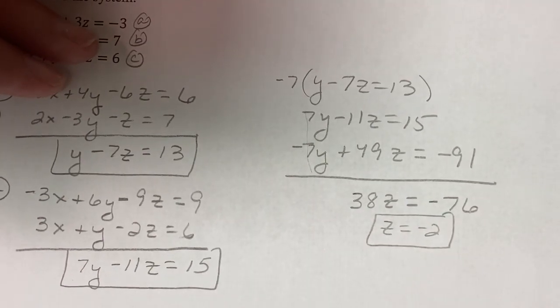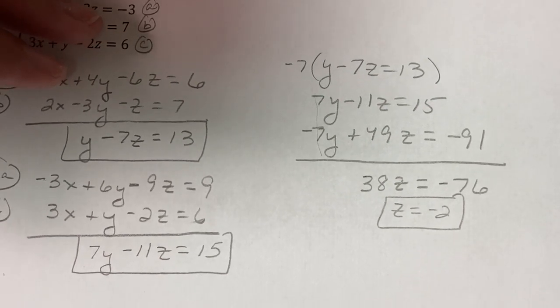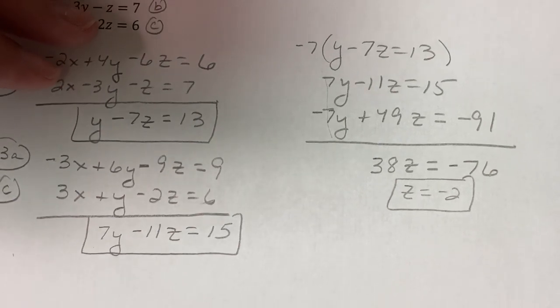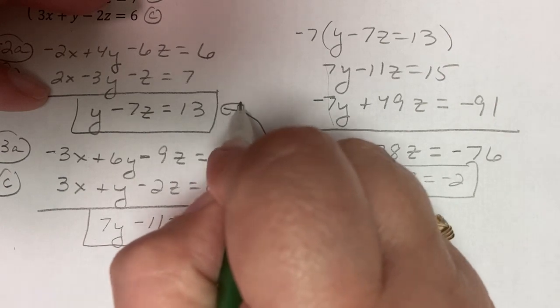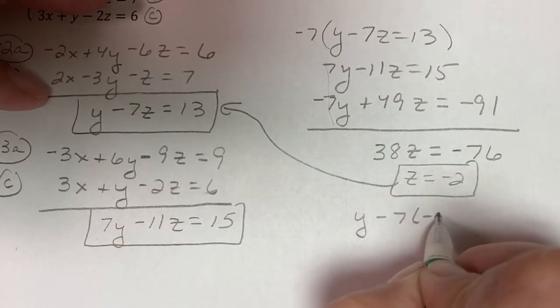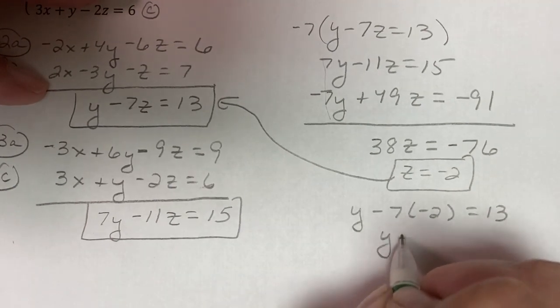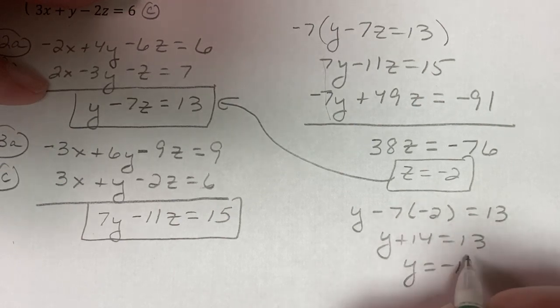I would never give you a system of 3 equations, 3 variables that turned out to be an answer that was a fraction. That would be terrible. So now remember, most of our work is done. Now we just move our way back up the problem to find our other variables. I'm going to plug this into here. So y minus 7 times negative 2 equals 13. y plus 14 equals 13. y equals negative 1.